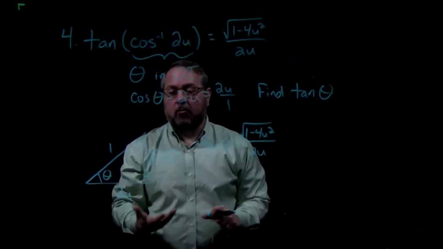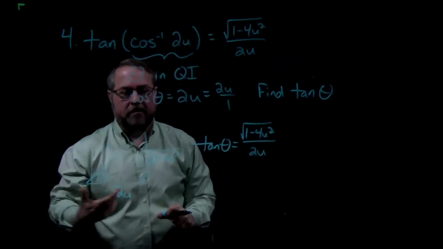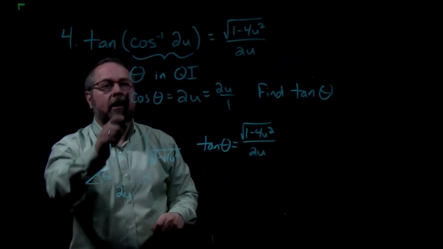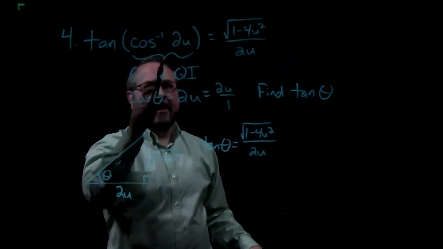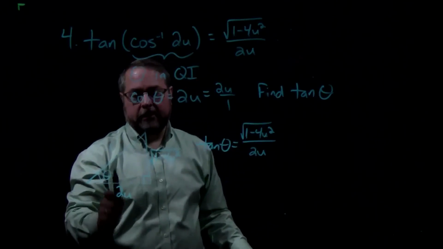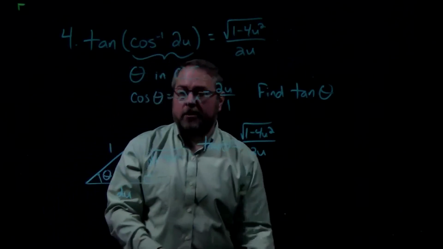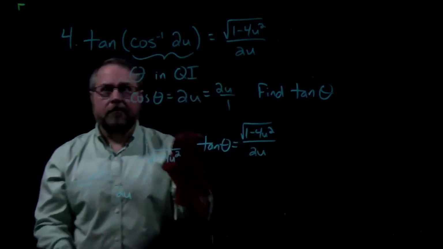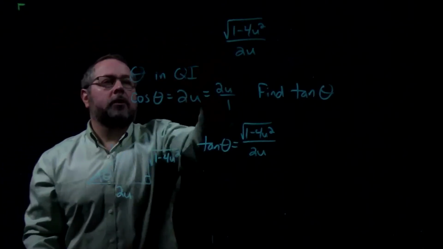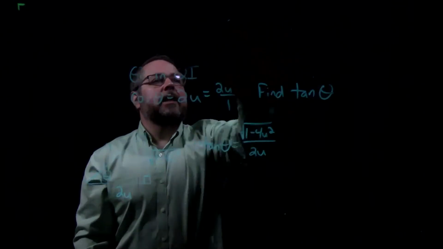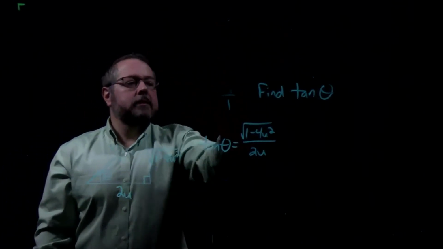Okay, so these problems are really pretty straightforward once you get some familiarity with them. They all kind of proceed the same way. The inside expression tells you what sides to label. In this case, since it's a cosine, we have the adjacent and the hypotenuse. And then we use the Pythagorean theorem to find the third side. And then we use the appropriate definition of the trig function to find the outside. In this case, tangent is opposite over adjacent.